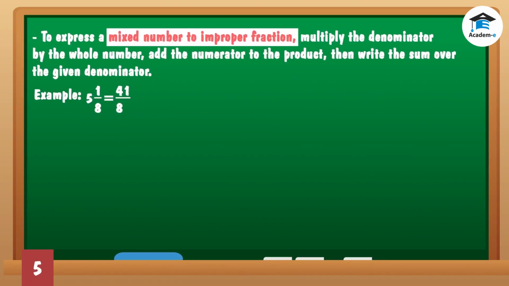To express a mixed number as an improper fraction, multiply the denominator by the whole number, add the numerator to the product, then write the sum over the given denominator.